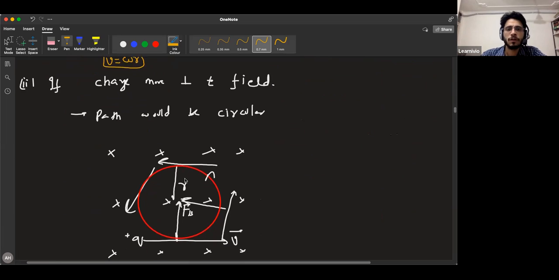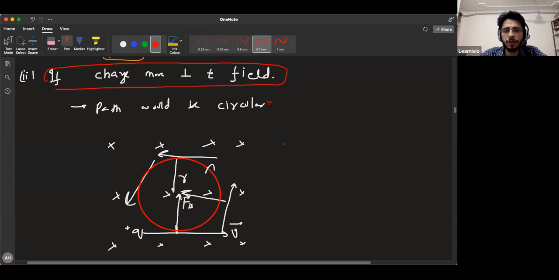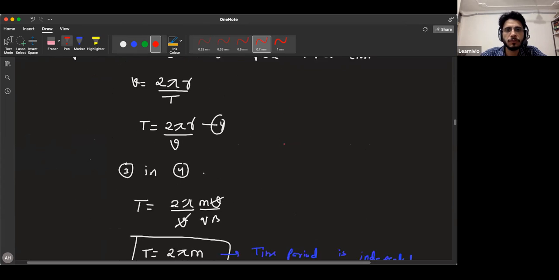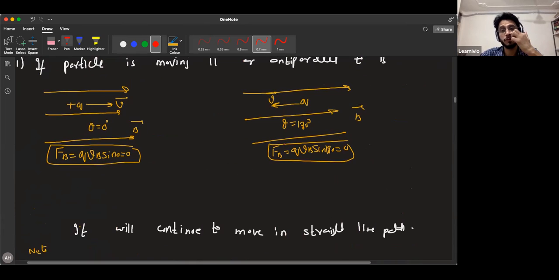Okay, time over. So the next case: the charged particle is moving perpendicular to the field. If a charged particle moves perpendicular to the field, then the path will be circular. We'll do this in the next class. Tomorrow at 9 p.m. we will try to finish this topic. This Lorentz force thing, we'll finish it tomorrow.